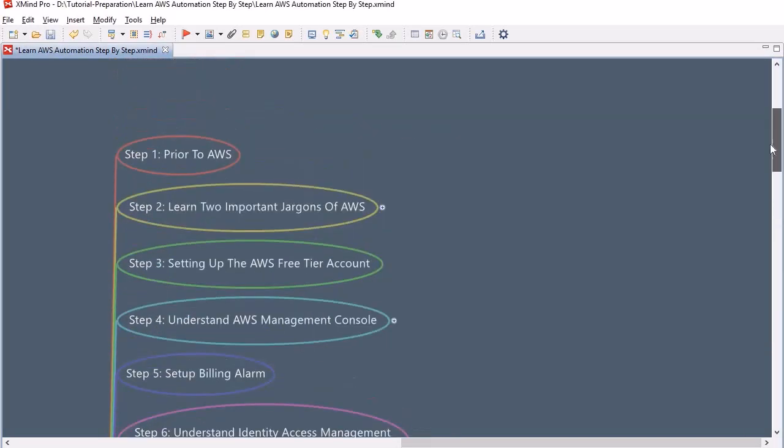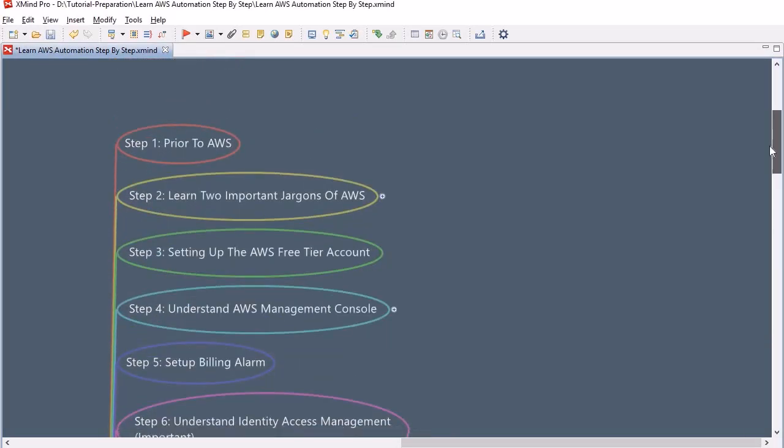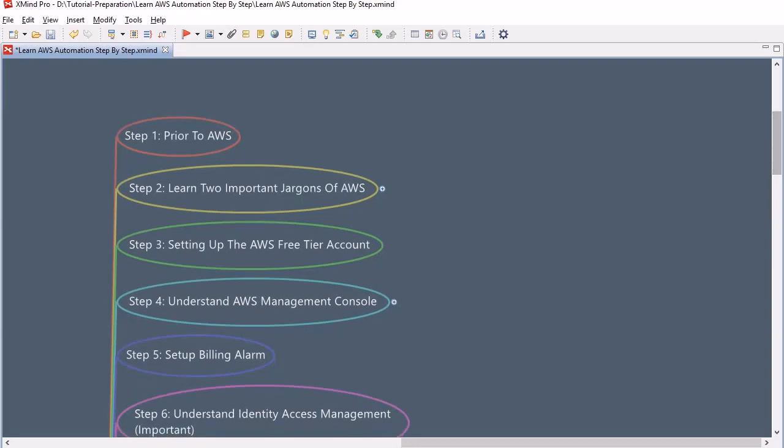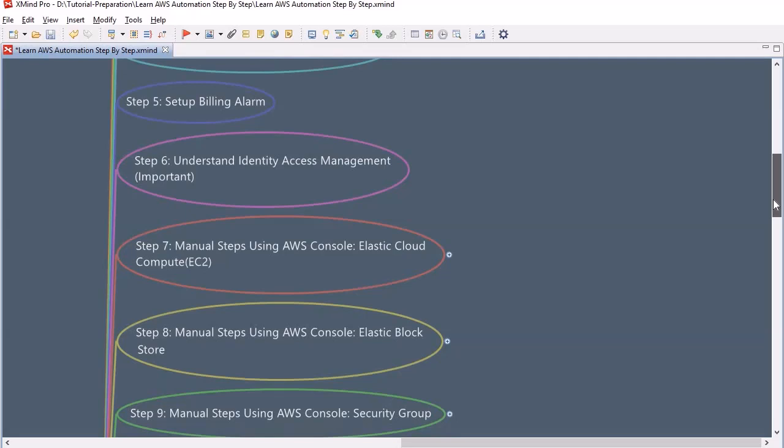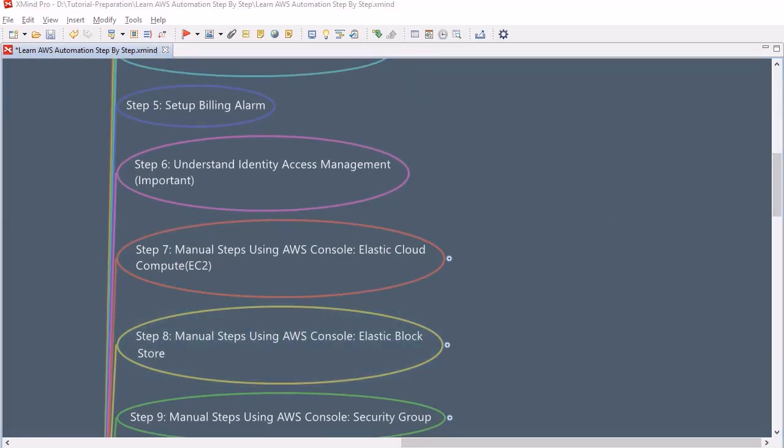First, we understood what came prior to AWS. Then we saw two important jargons within AWS, that is regions and availability zones. Then we also saw the lab on how we set up the free tier account. After that, we understood how to use the AWS management console. Then we set up the billing alarm so that if our usage reaches our threshold limit, it will notify us.